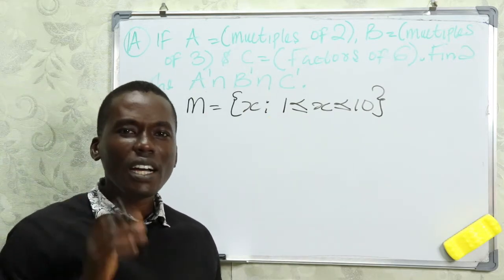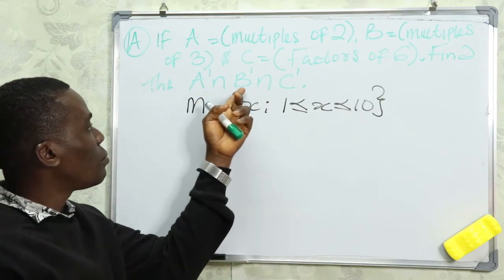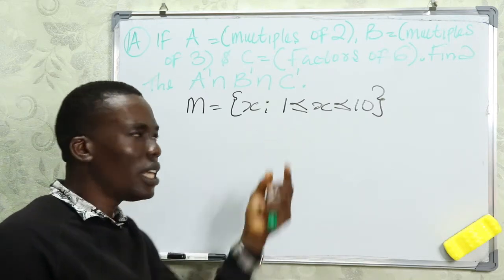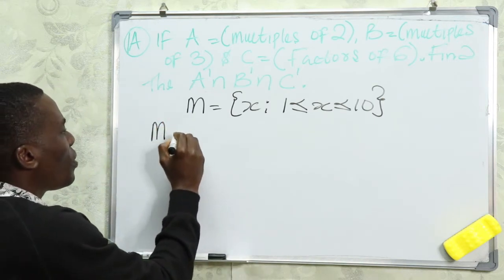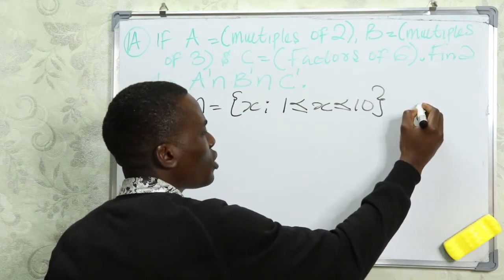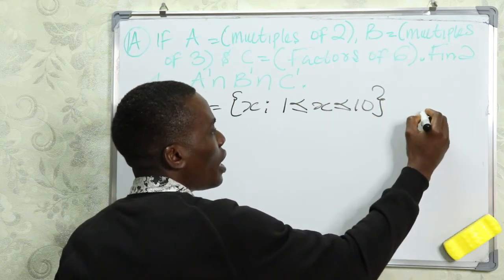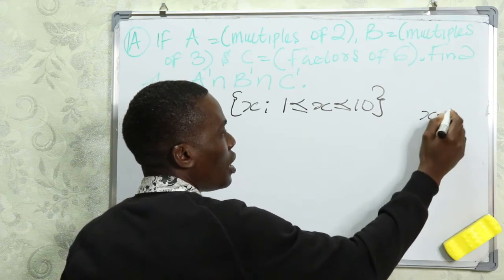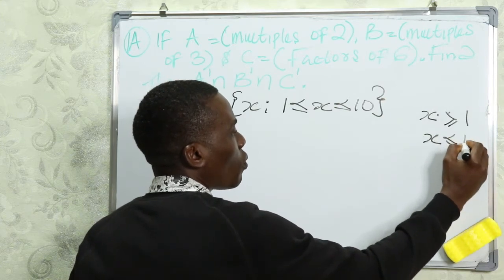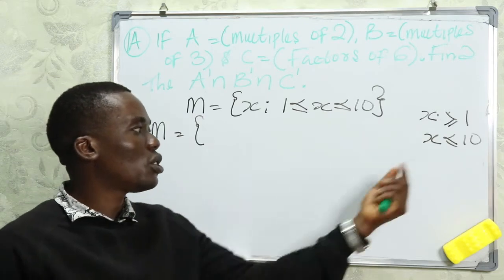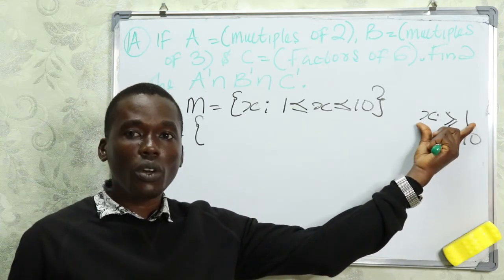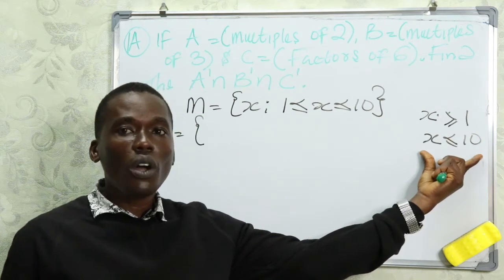Now if we are asked to look for A prime intersect B prime intersect C prime, we have to know what the whole values of the set is. Let's look at what the whole values of the set is. Our M will now be equal to, remember, when writing this, X is greater than or equal to 1, and then our X can also be less than or equal to 10. So wherever you see expressions like this, it means X is greater than or equal to 1, and X is less than or equal to 10.